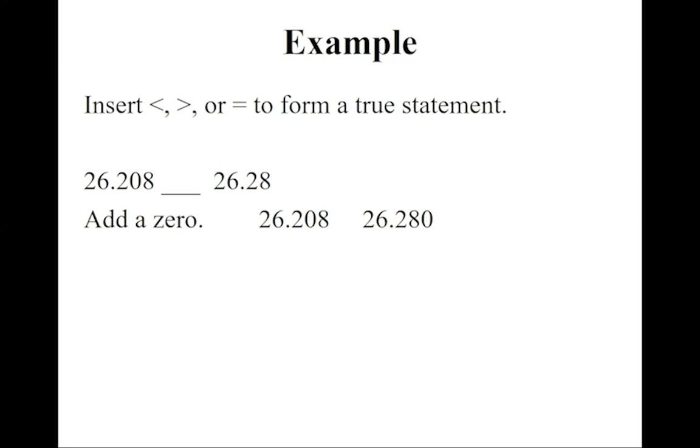26 and 26, those are the same. Then the decimal points. Then the 10th spot, 2 and 2, that's the same. The 100th spot, 0 and 8, those are different. The one with the greater number, the 8, is the greater number overall. So 0 is less than 8. So 26.208 is less than 26.28.